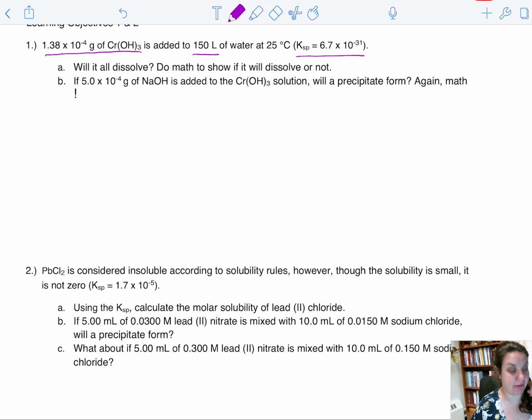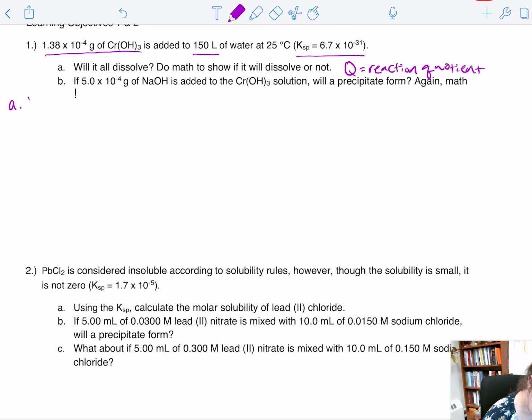We want to know if all of it will dissolve. Anytime we ask that, we're basically asking to solve for Q. So we're looking at our reaction quotient, and the reaction quotient works the same as any of the K values that you're representing, so this would be our QSP, if you will. So let's look at this one first. We've got an amount of chromium hydroxide. We need to convert that into concentration of chromium hydroxide.